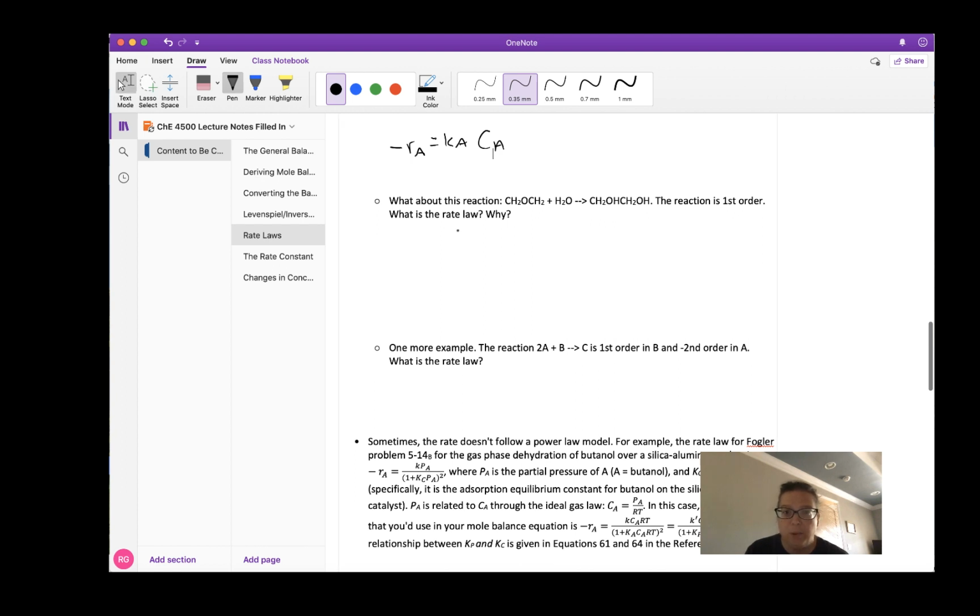Let's look at another example. So in this case, we have this compound, CH2OCH2 plus H2O goes to this compound, which I believe is ethylene glycol, CH2OH, CH2OH. And I'm told that the reaction is first order, so I'm giving a very vague instruction. What is the rate law?